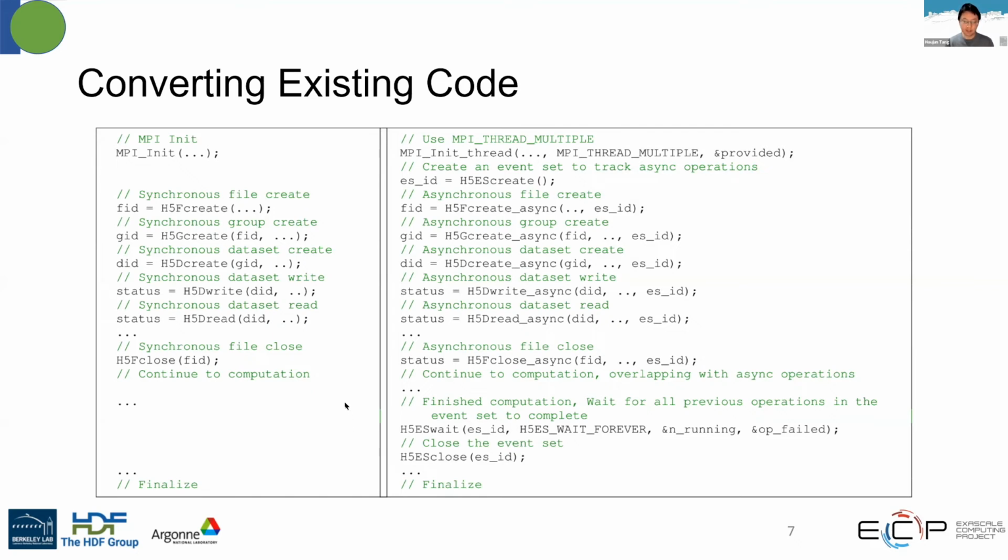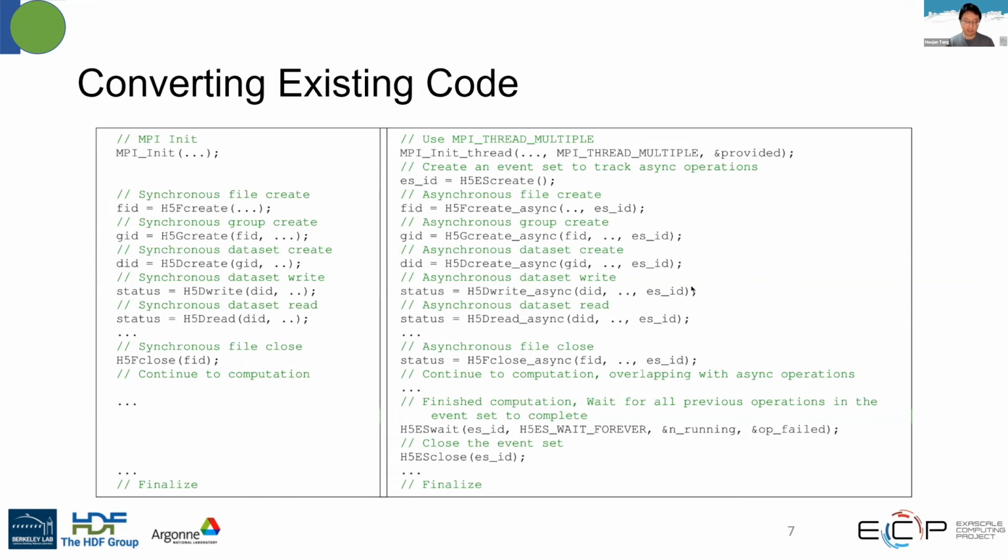And at the end, when the application finishes everything, it just wants to wait here and make sure all the previous operations have finished. They use this ES wait. You can specify to wait for error, or you can specify a timeout value. And then finally, you close the event set.